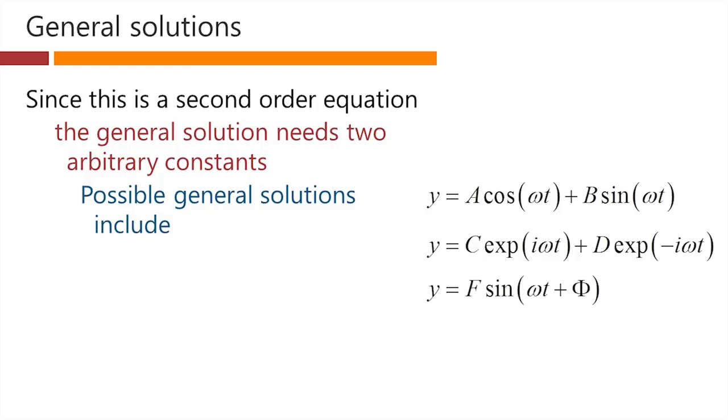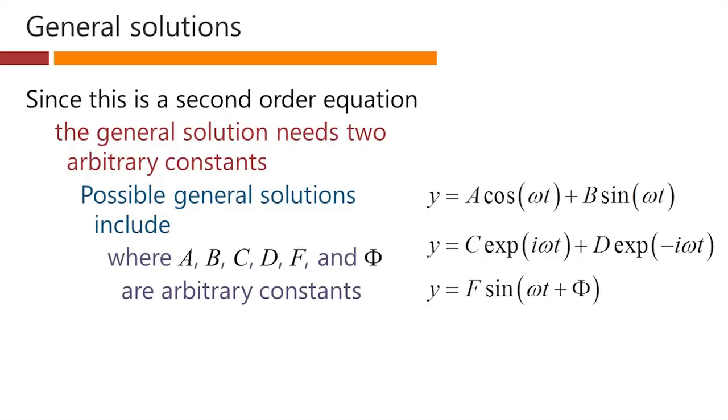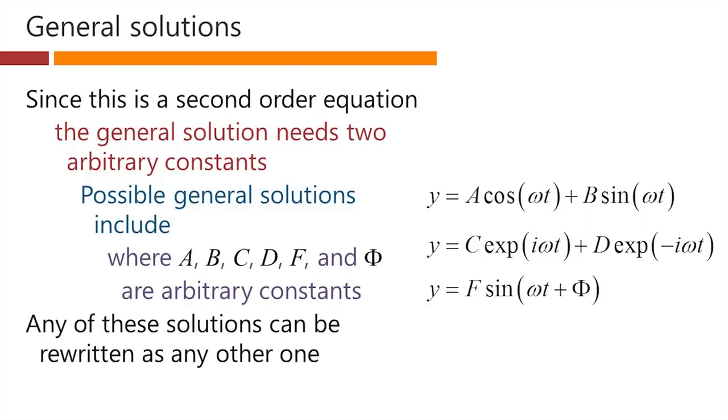Or, for example, we could also have y is equal to the arbitrary constant f times the sine of omega t plus another quantity here, capital phi, which we would think of as a phase. And all of these constants, a and b, or c and d, or f and phi, are arbitrary. And there are other forms we could choose. We could have used a cosine function in here instead.